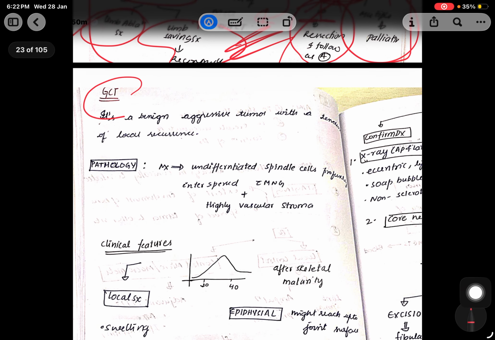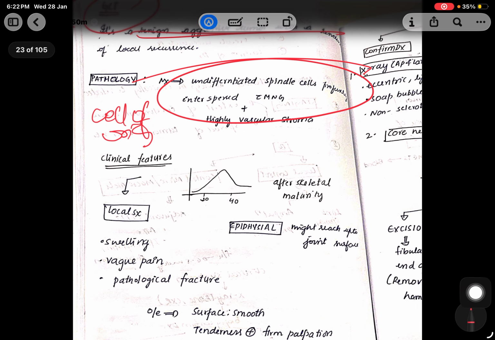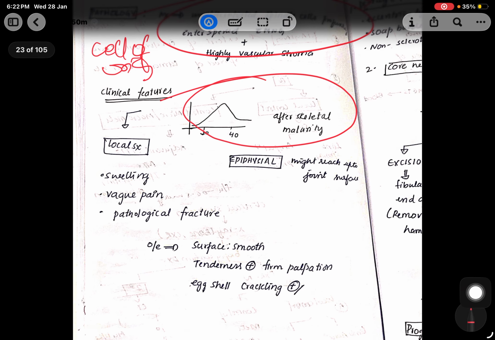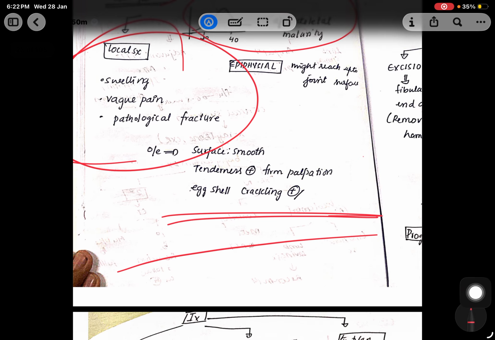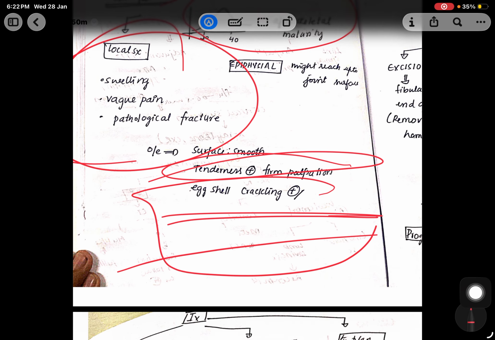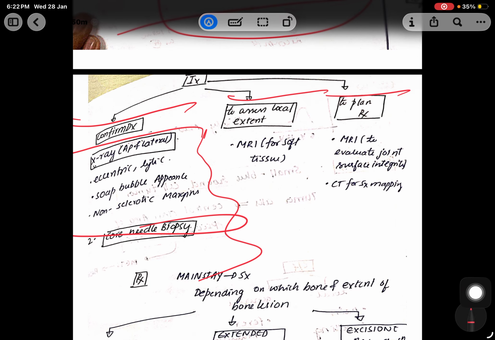Okay, giant cell tumor. This, as I told, is a benign aggressive tumor. Again, the cell of origin is something which is important, which you will write here. Then again, clinical features. I just made a graph so that it looks better. So again, general, systemic and local. Major thing is examination findings, where you find tenderness on palpation and crepitus, which is pathognomonic. Same for investigation, make sure you write it, but the X-ray appearance, you make sure you write it better.